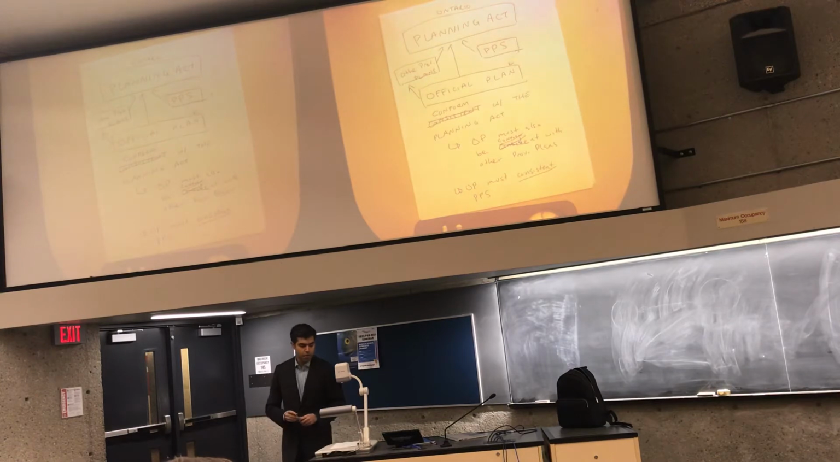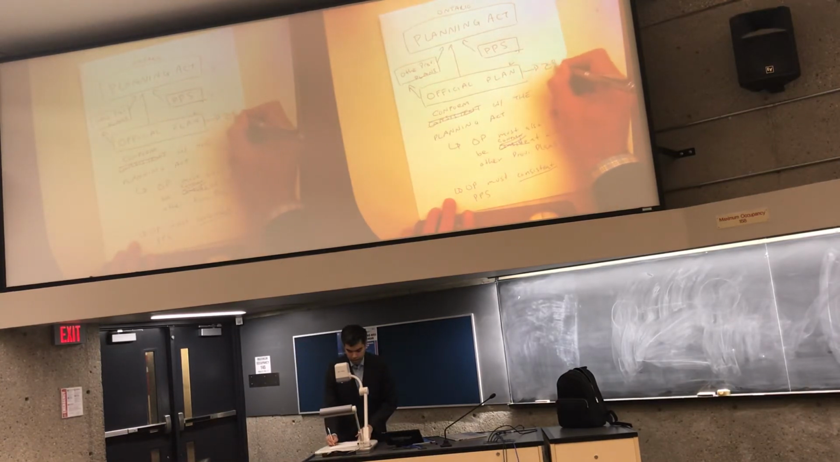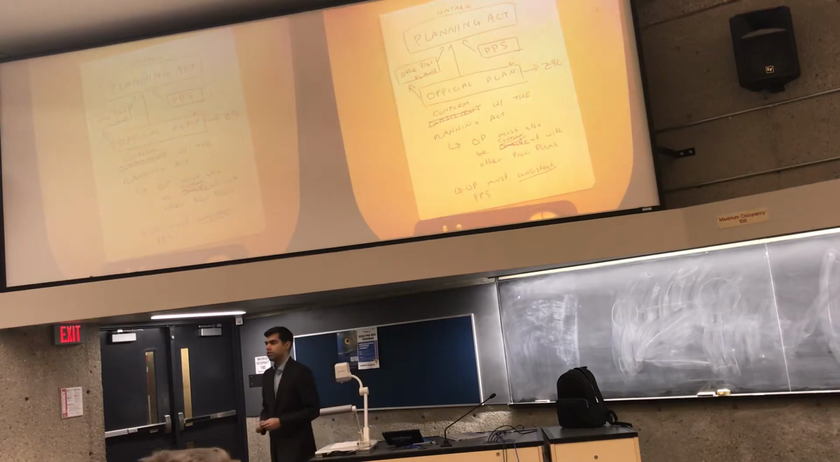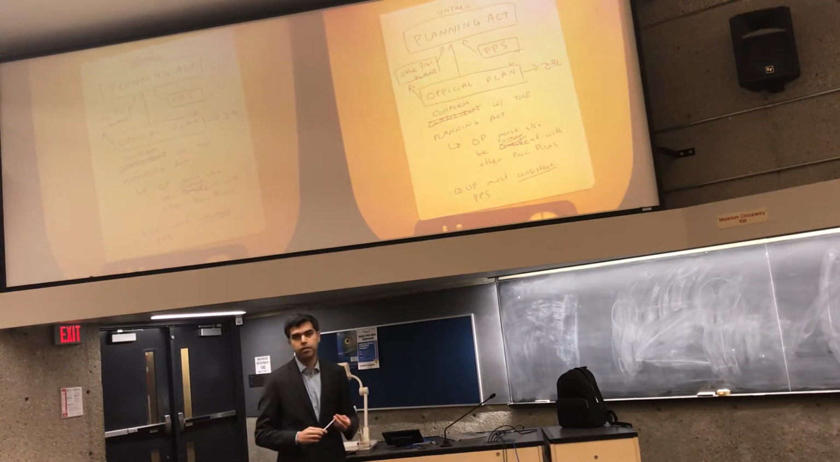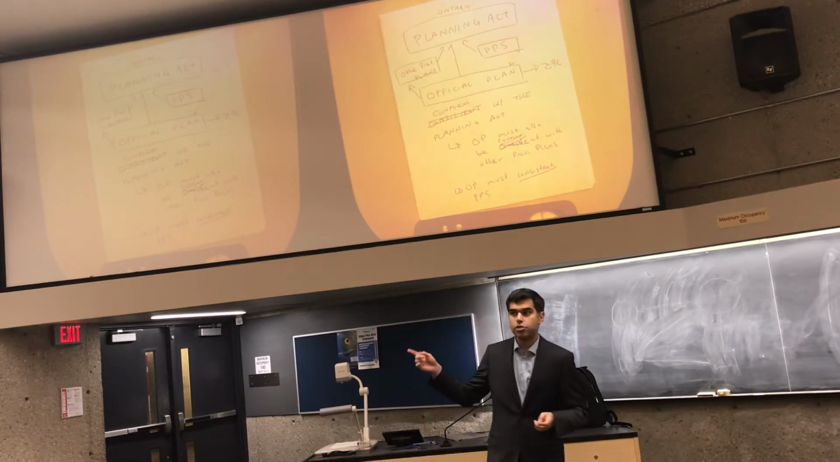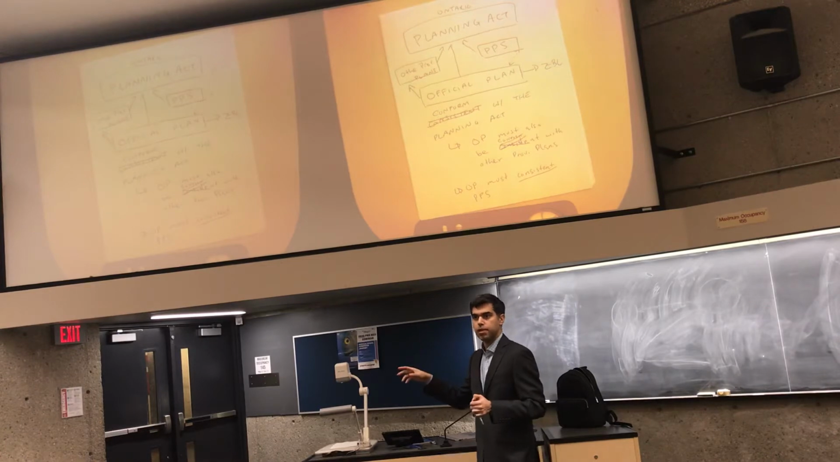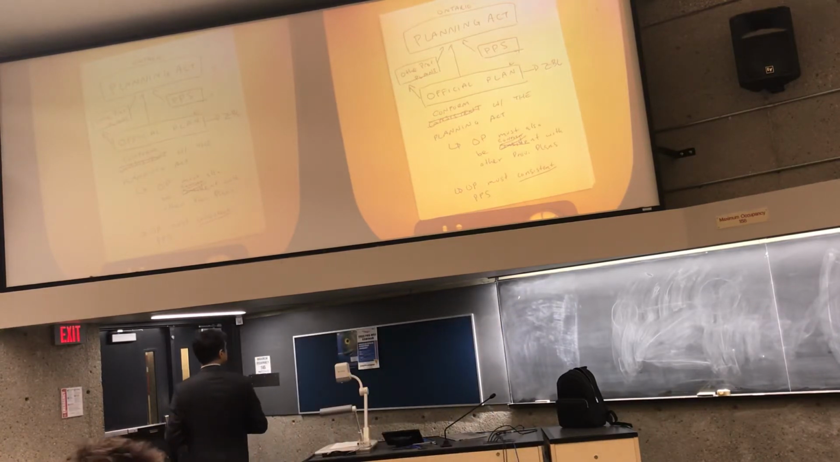Zoning bylaws come from the official plan. ZBL, zoning bylaws. Zoning bylaws have to conform with the official plan. Zoning bylaws are just one part of the official plan. They're not the whole thing. We'll be going through a couple.